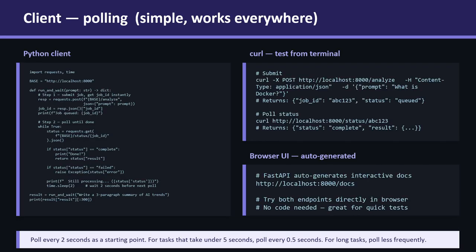Next, client polling. The Python client has 2 steps. First, it submits the job with a POST request and stores the job identifier from the response. Second, it enters a while loop that calls the status endpoint every 2 seconds.